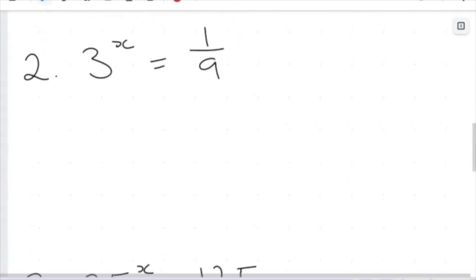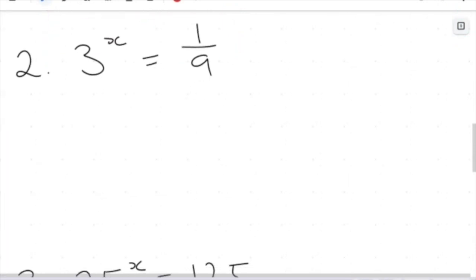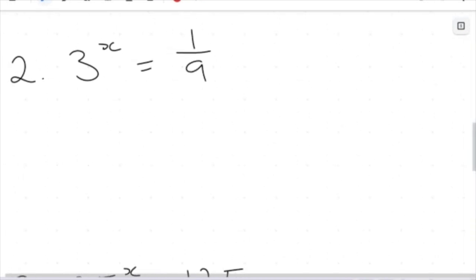Let's try another one here. Maybe a slightly weirder one. Once again, in order to solve these types of equations, I want to get both sides expressed with the same base. Because I have an exponent on the left-hand side, my base is going to be 3. So I want to try to write this with a base of 3. Now you may notice this is a fraction. When we have a fraction with a bigger number on the denominator, this implies we're working in our negative indices range.